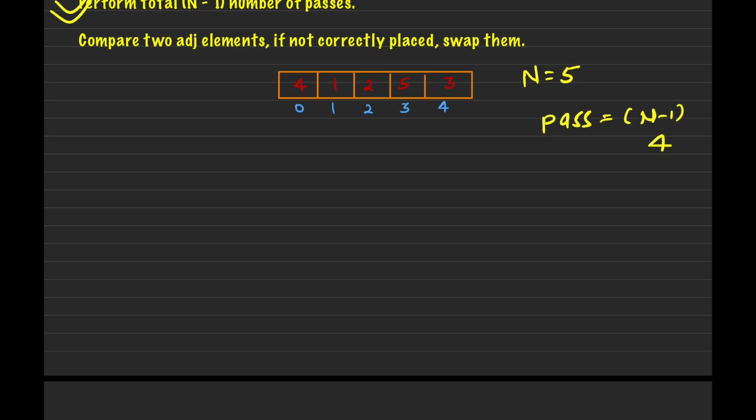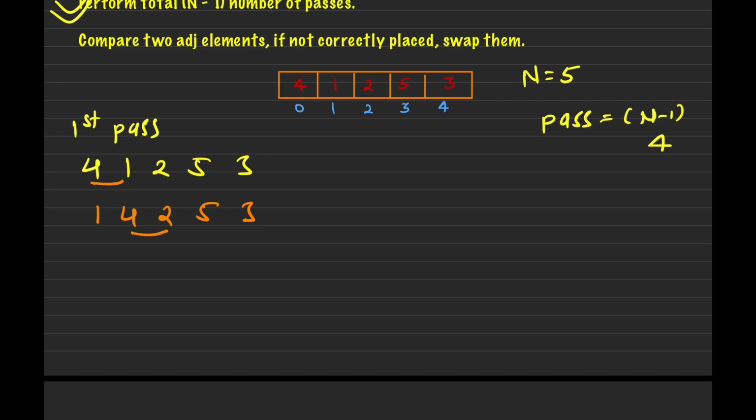So let's get the first pass. The elements are 4, 1, 2, 5 and 3. The two adjacent elements will be compared. Are these placed in their correct position? No. Then simply swap them. So I got 1, 4, 2, 5 and 3. Now again these two adjacent elements will be compared.